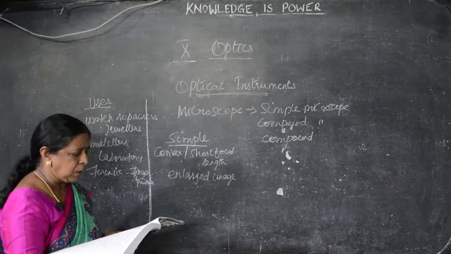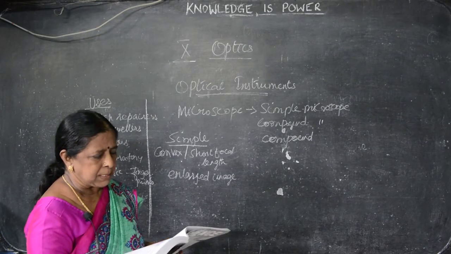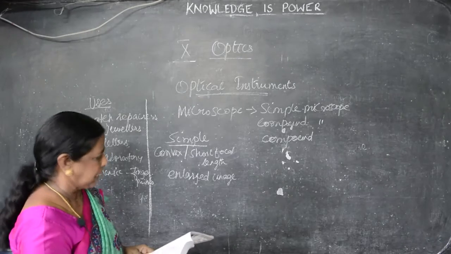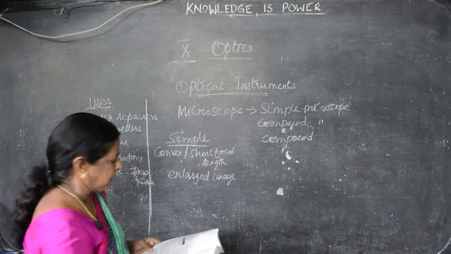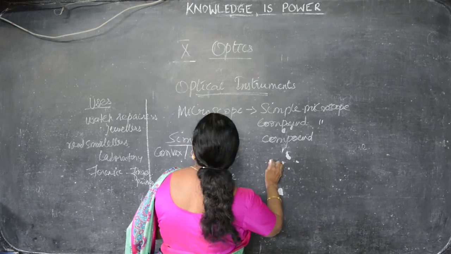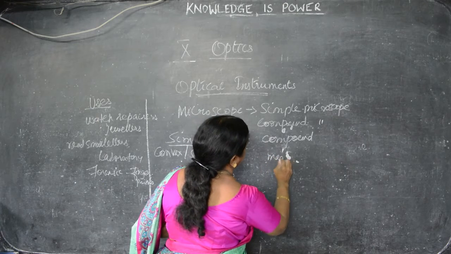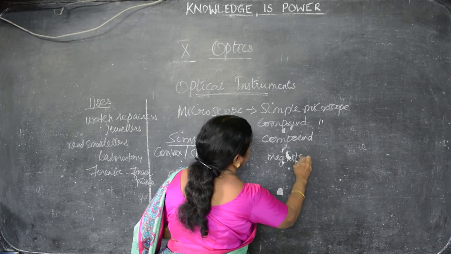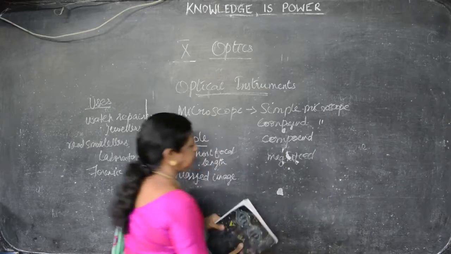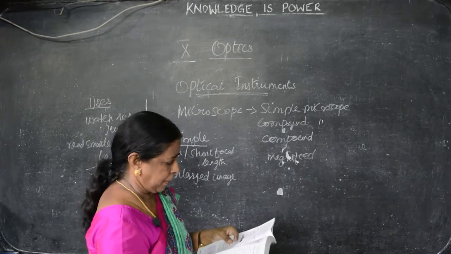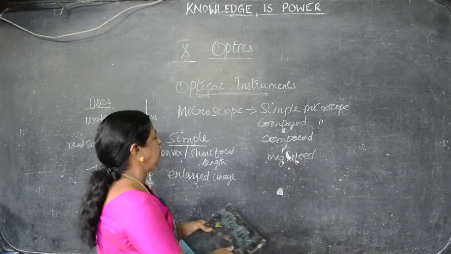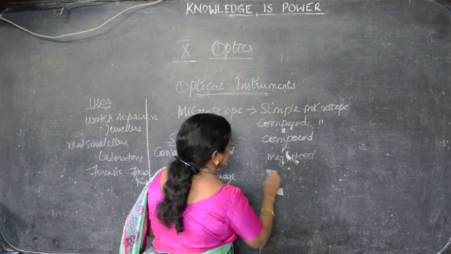Then we have to go for compound microscope. This is also used to see tiny objects only, but it has magnification power. This also has a short focal length only. This power is magnified. Magnified means what? Developed. It decreases the focal length.